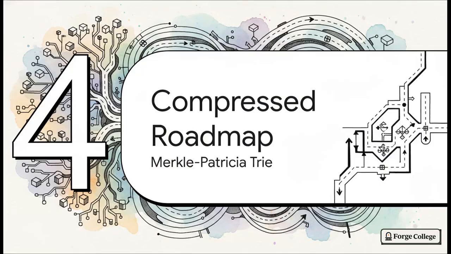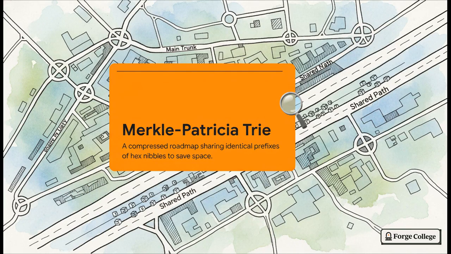Next up, Section 4, the compressed roadmap, focusing on the Merkle-Patricia tree. Okay, I want you to think of a Merkle-Patricia tree like a giant city roadmap. Imagine a long, straight highway segment with absolutely no turnoffs.